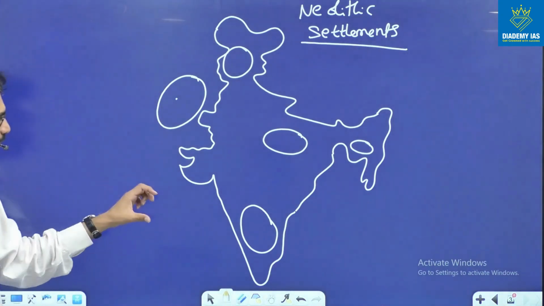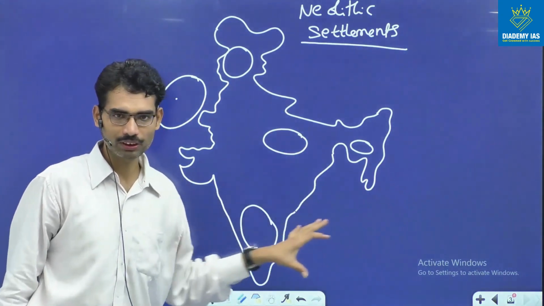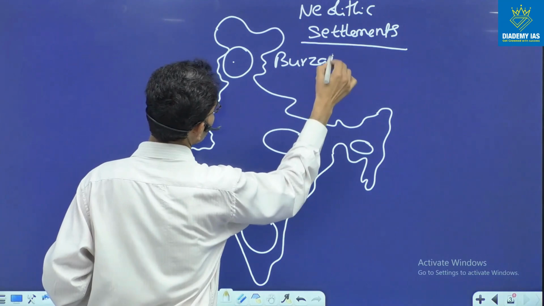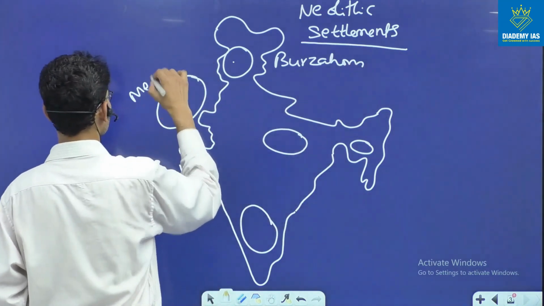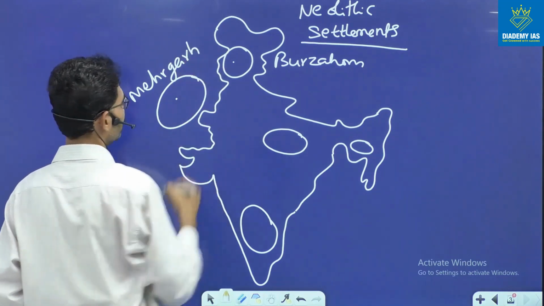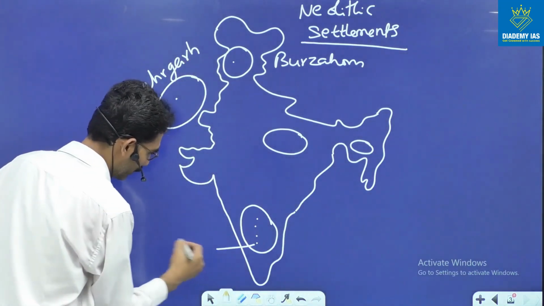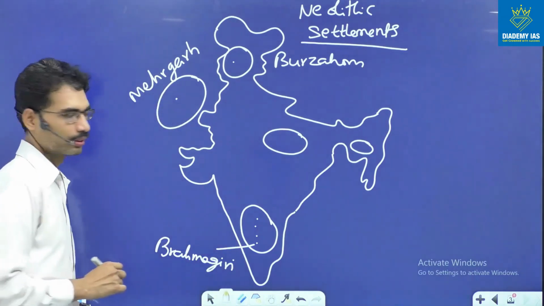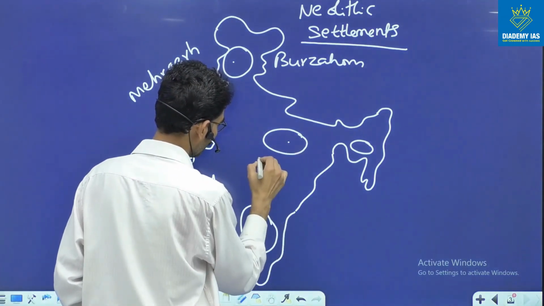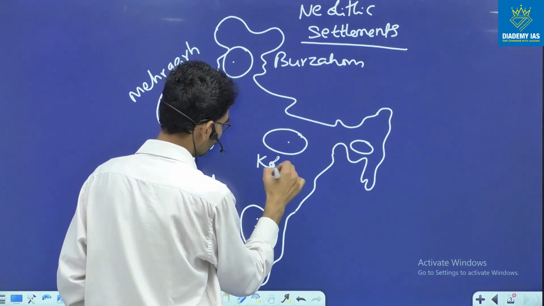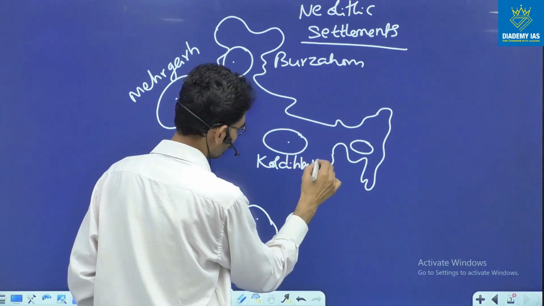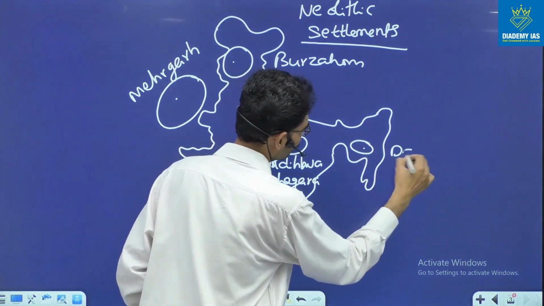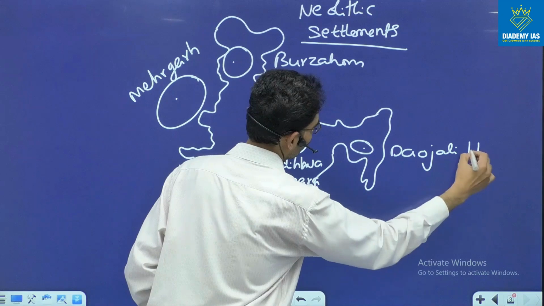Now in these Neolithic settlements, you just have one particular reference. For example, here we have Burzahom, Mehrgarh. Here you have so many places, Brahmagiri. Then here we have Koldihwa, Mahagara, Chirand, here Daojali Hading.